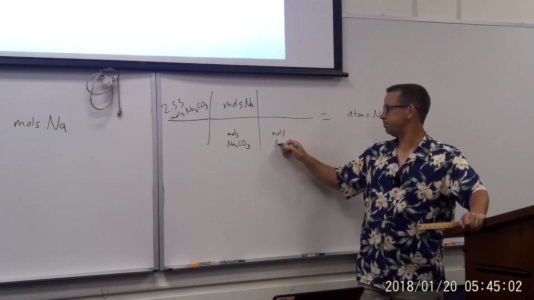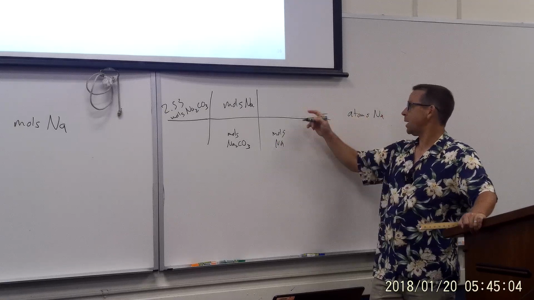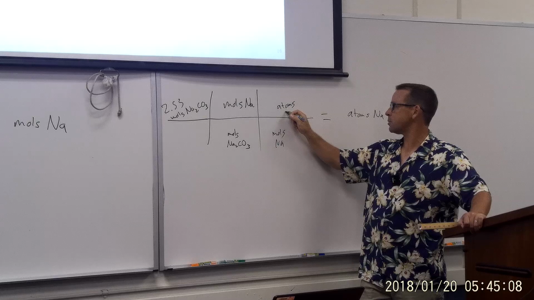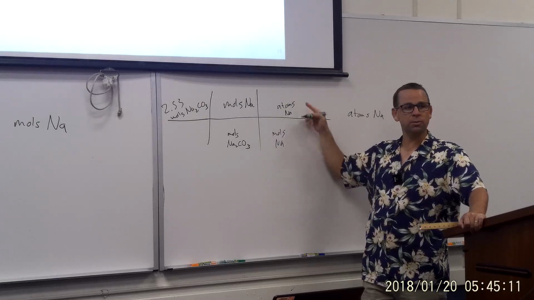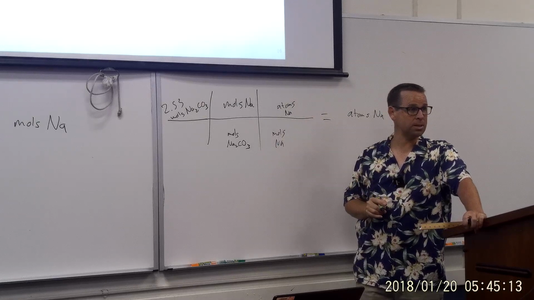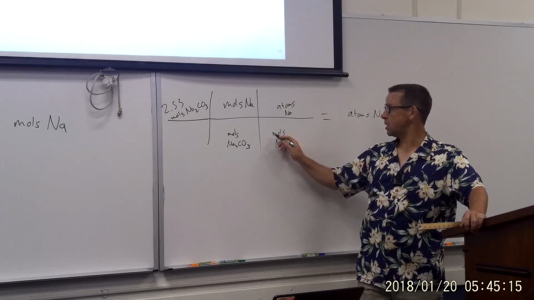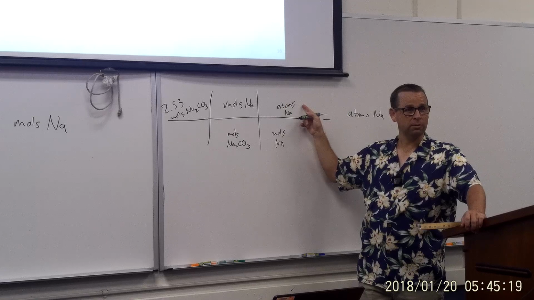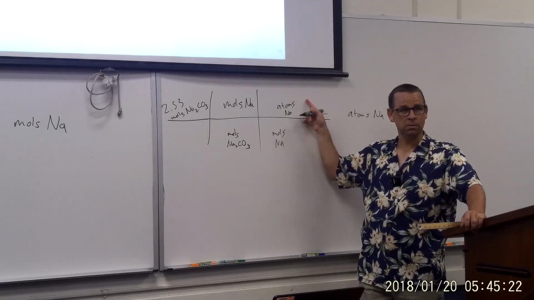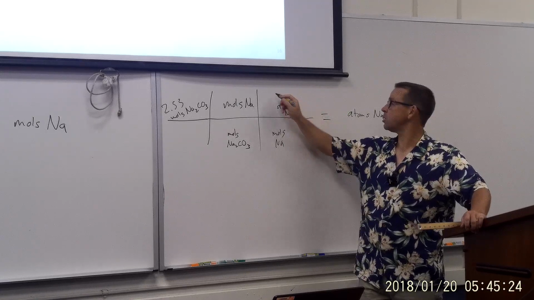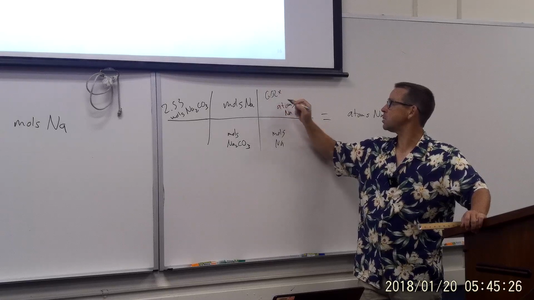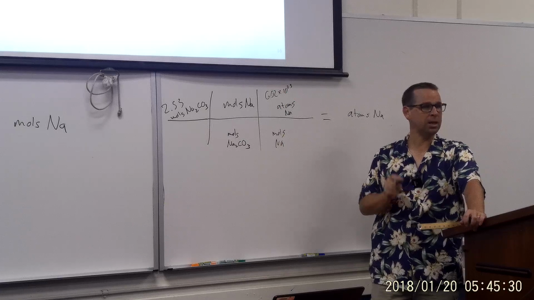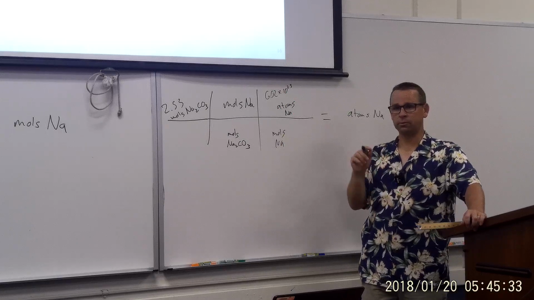Moles of sodium again. Very good. Now, we'd like to have atoms of sodium. Is there a relationship between the number of atoms of sodium and moles of sodium? Yes, there is. Just like if this was a dozen, this would be 12. If it's a mole, it's 6.02 times 10 to the 23rd. Huge number, right? That's how many atoms there are in a mole of atoms.